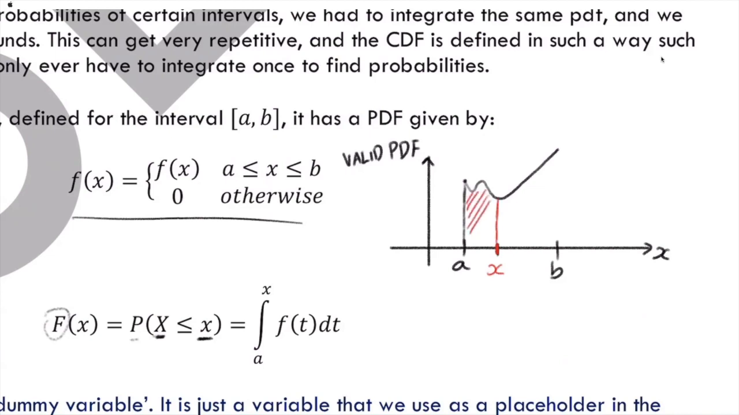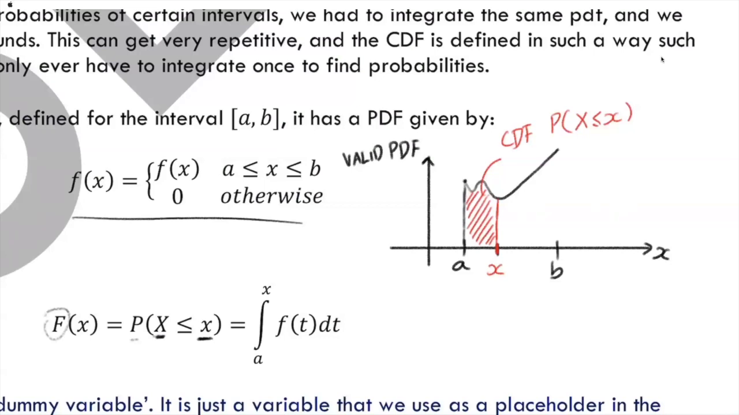That there is the CDF. It's the probability my X is less than or equal to some certain X value. Like if I ask myself, what's the probability X is less than or equal to 10? I take capital F of 10. What's the probability X is less than or equal to 0.3? I take capital F of 0.3.